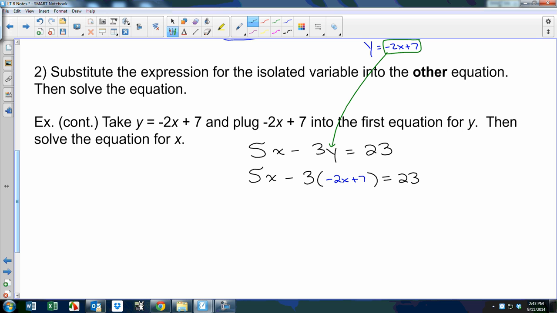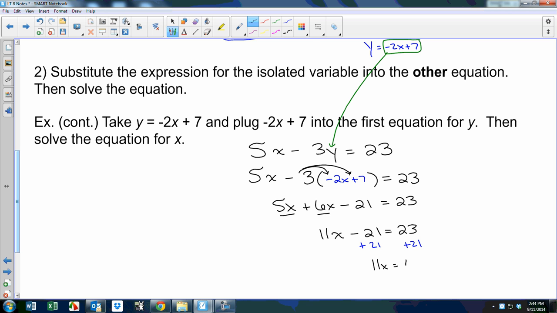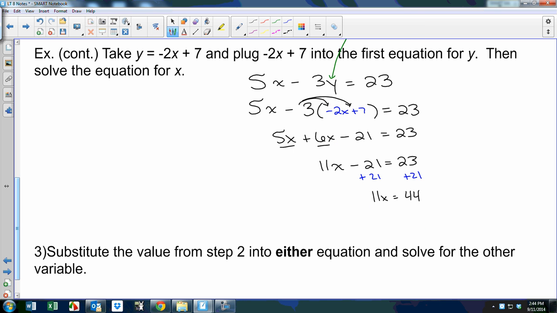From here, it's just distribute, combine like terms, and solve for x. So distribute our negative 3. We'll have 5x. Negative 3 times negative 2x is positive 6x. Negative 3 times positive 7 is negative 21. We'll combine our like terms of 5x and 6x. Get 11x minus 21 equals 23. And then start moving things to the other side of the equation. Add 21 to both sides, and we get 11x equals 44. And last step, divide by 11, and x equals 4.